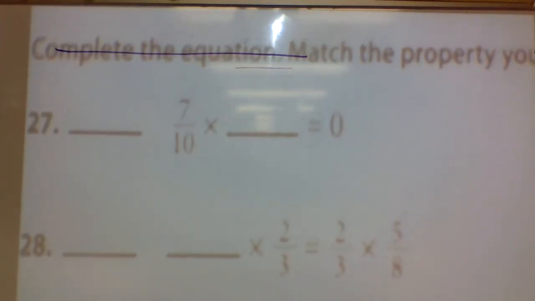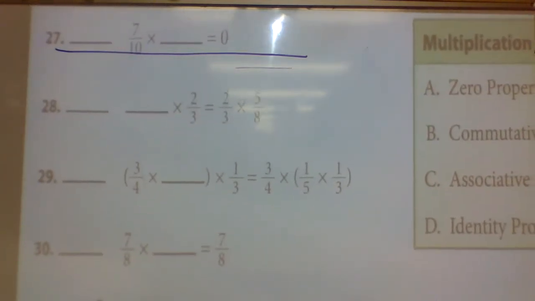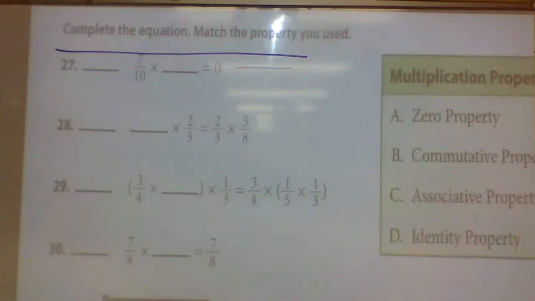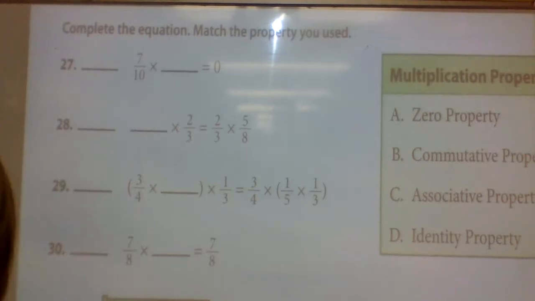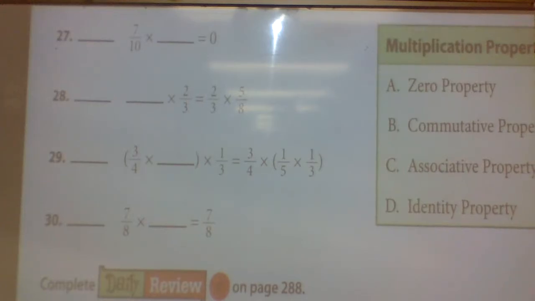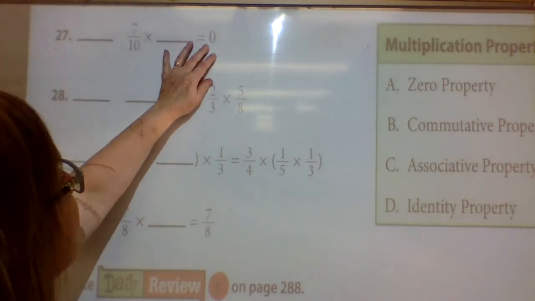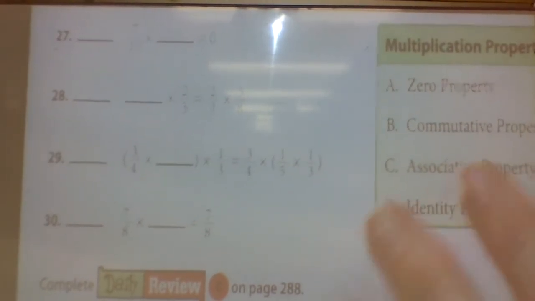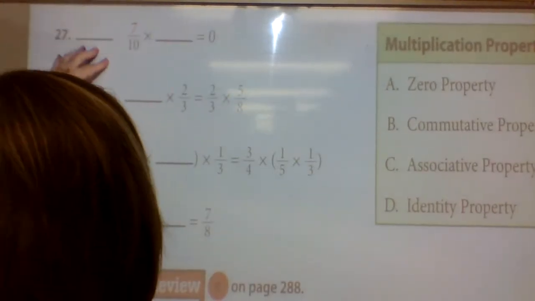And then the very bottom says to complete the equation, match the property you need. Okay, so 0 property, commutative, associative, identity. Okay, so whenever it equals 0, what does it say to do here? Complete the equation. Oh, that's for the letter. I was like, what do we do over here?